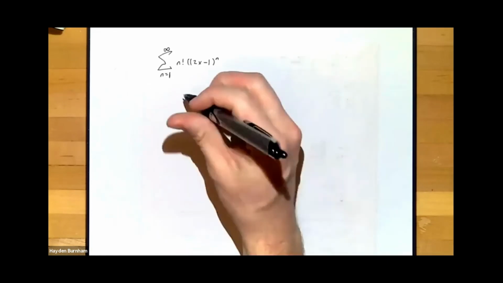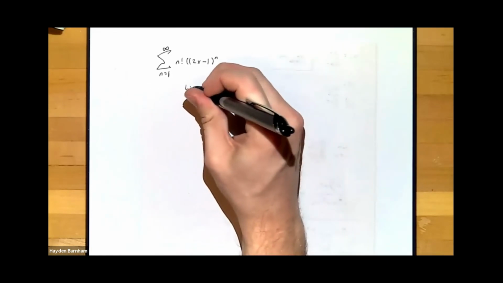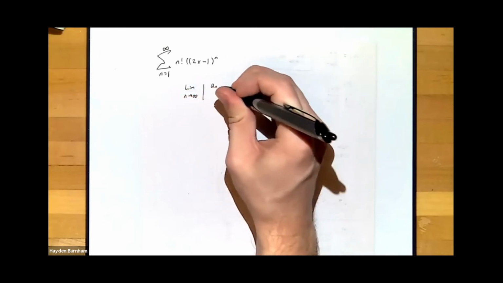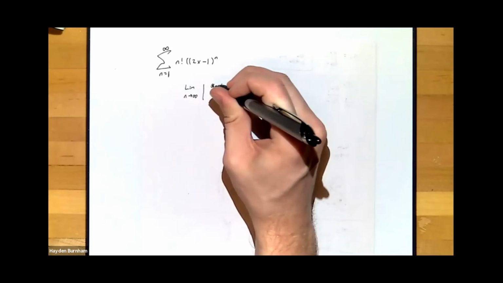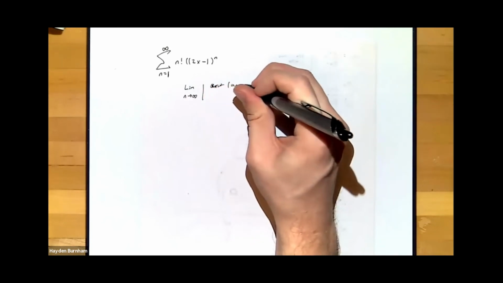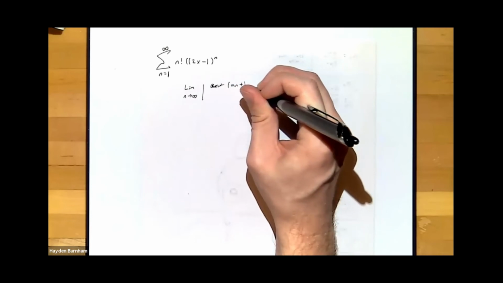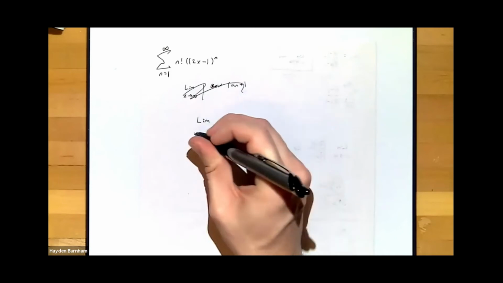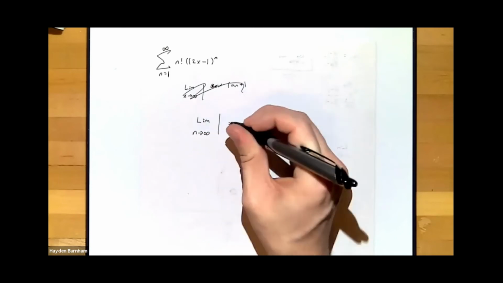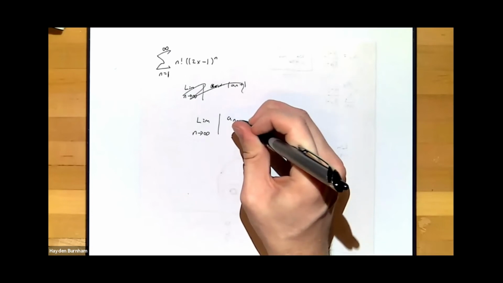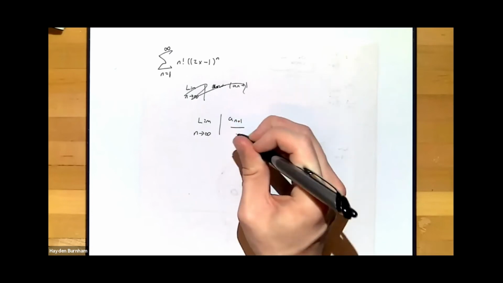So this is where that previous part was coming from. So if I take the limit as n goes to infinity, that's where this test comes in. Sorry, a of n plus 1. Let me just write this over: the limit of a of n plus 1 over a of n.